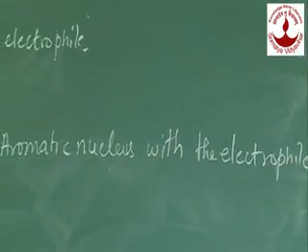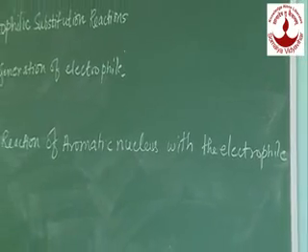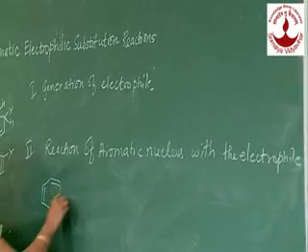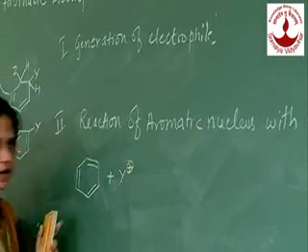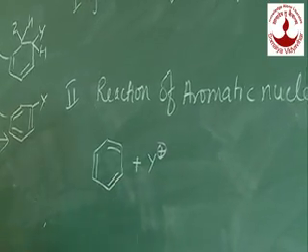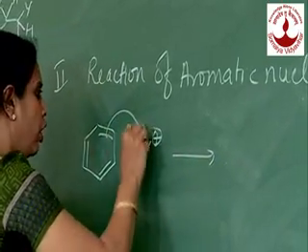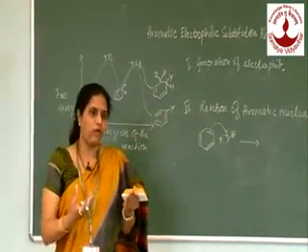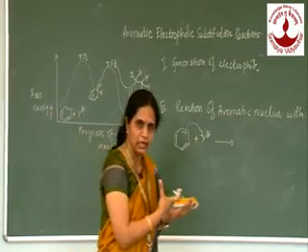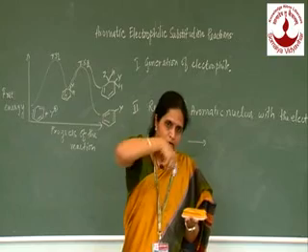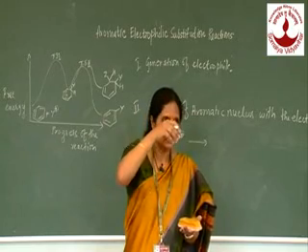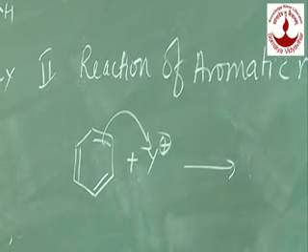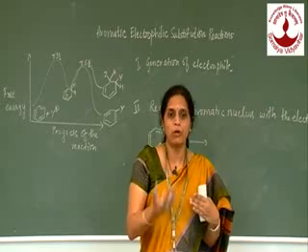Now this results in a resonance stabilized carbocation. I will take the example of benzene plus any electrophile represented by Y. Initially, the electrophile is attracted towards the benzene ring and it is held on the pi cloud of electrons at a distance, and a pi complex is formed. Immediately this pi complex breaks and a sigma complex is formed.